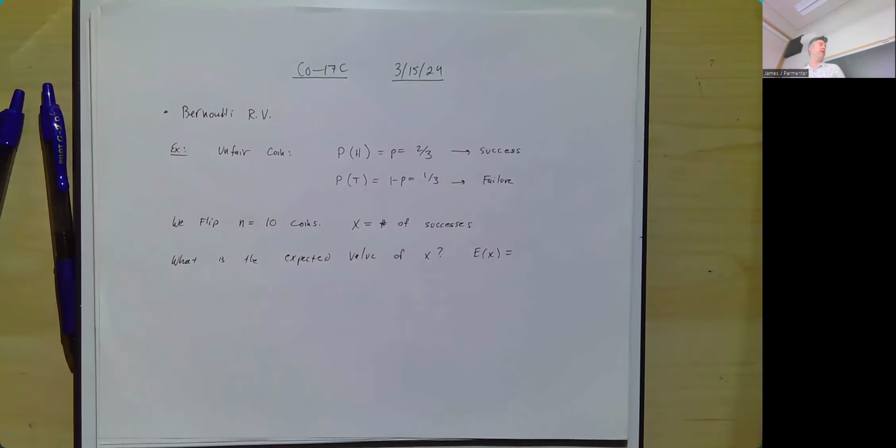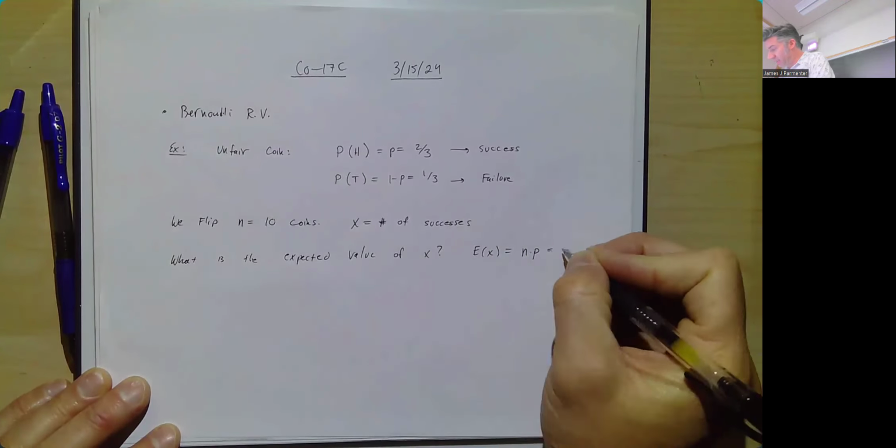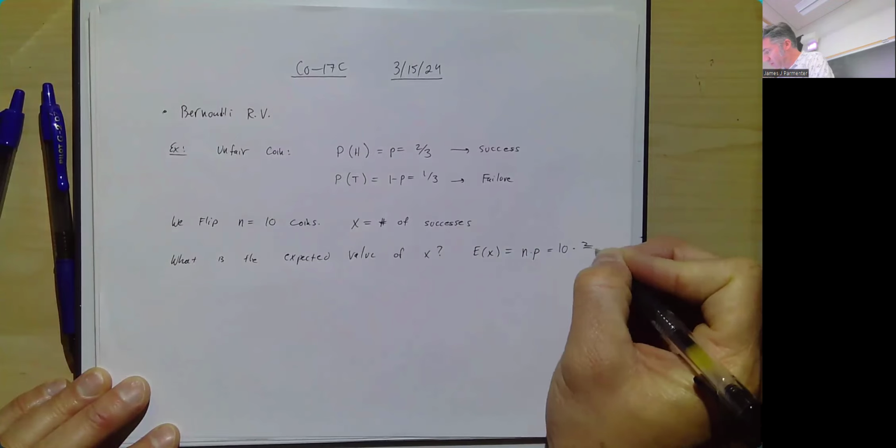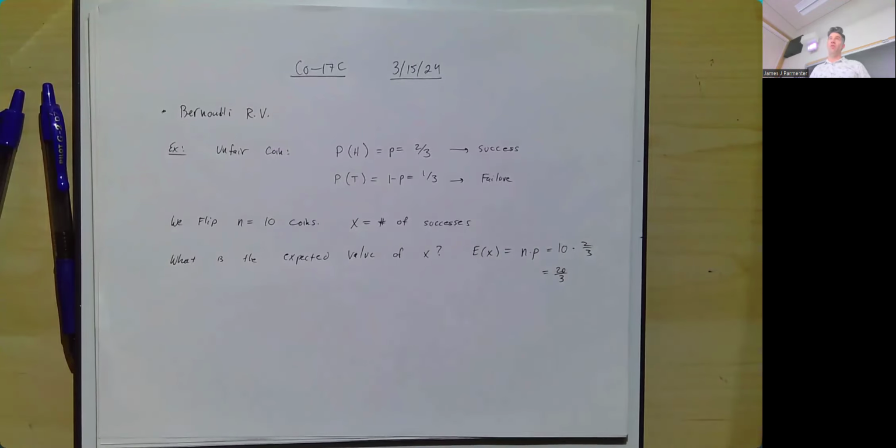I watched the video, and he did a ton of manipulation of a summation and all this jazz. At the end of the story, the answer is n times P, which in this case is 10 times 2/3. So 20/3, which is how I would leave it, or if you want to think of it as a whole number with a little bit left over, 6 2/3. So if you flip 10 unfair coins, each with a 2/3 probability of being a head and a 1/3 probability of being a tail, we would expect on average to get 6 2/3 heads.